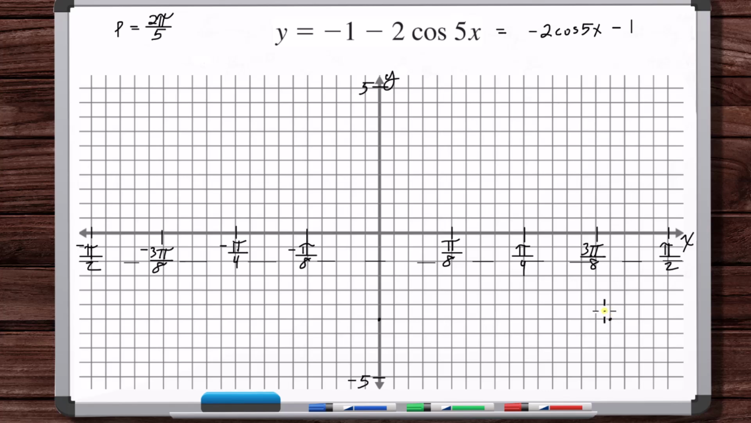Now, halfway, we're going to be at the positive amplitude. So 1, 2, 3, 4, 5, 6, 7, 8, and then up 2. And then we're going to come through the midpoint at the quarter points. So 1, 2, 3, 4. Like that. So now let's copy this.